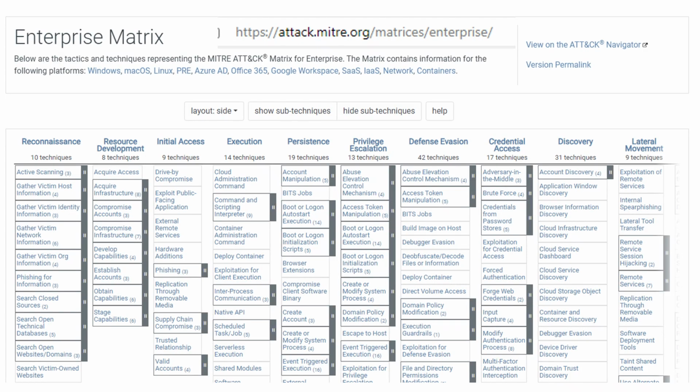This is an example of the enterprise matrix for MITRE, and this is a great resource, a great page to navigate to. So here is the website. I would encourage you to go to the website and get to know that page.